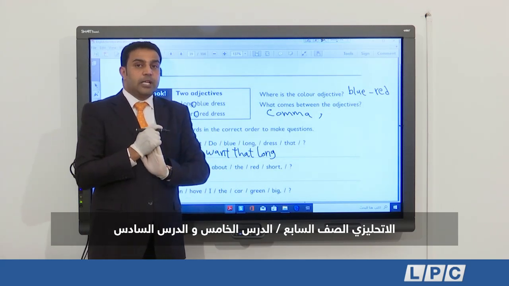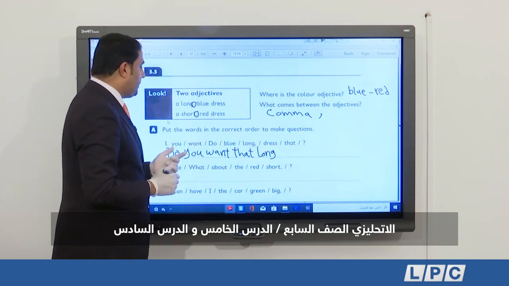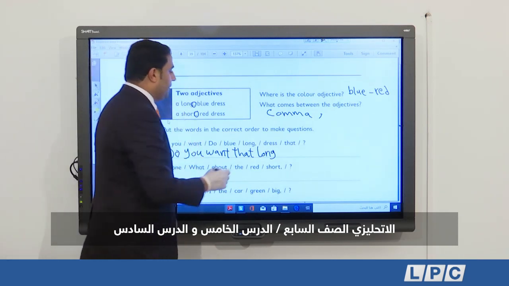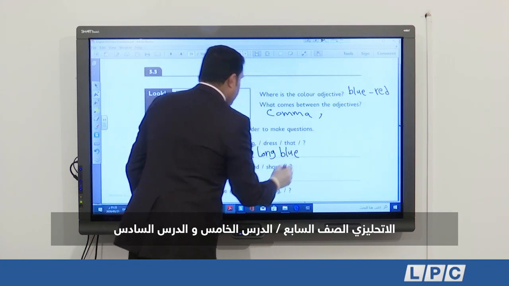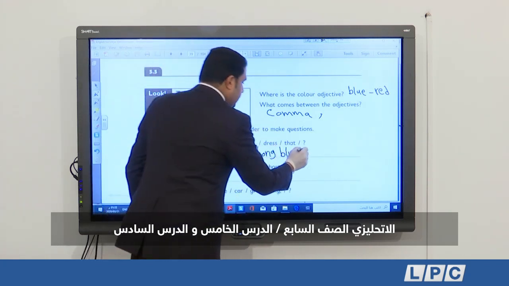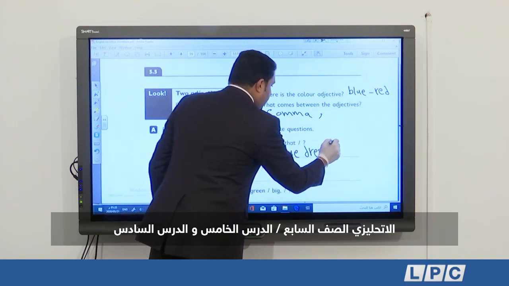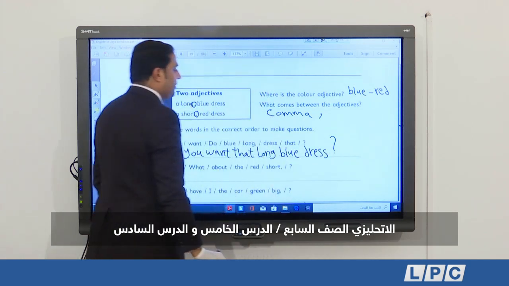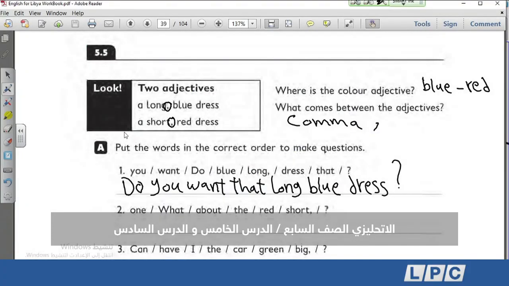After the size what can we use? The color. Long, very good. Where's the color word here? Blue, excellent. Blue, and then the noun dress, and question mark. So do you want that long blue dress? This is the sentence. Good.